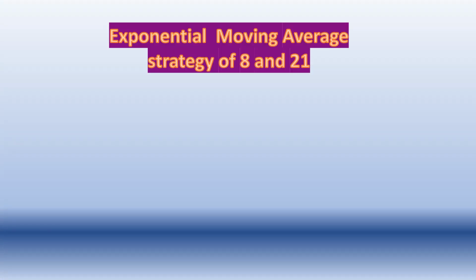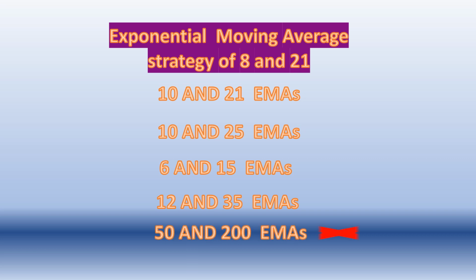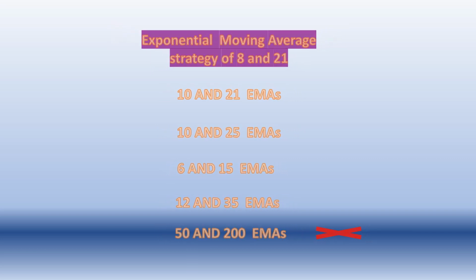We are going to use an exponential moving average strategy of 8 and 21. The two moving averages are not particularly special. There is no magic. You could use 10 and 21 EMAs, or 10 and 25 EMAs, or 6 and 15 EMAs, or 12 and 35 EMAs, or whatever. However, I do not suggest 50 and 200 exponential moving average.